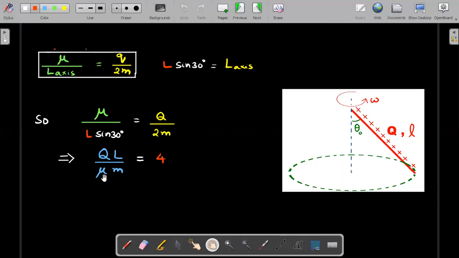So mu equals Q into L divided by 4m, if you rearrange, you end up getting 4 and not 2 because of the correction factor there. Okay, so you could see if I had known all the concepts before, the problem is just two steps. I had to explain all the concepts. That's why it took so long to reach the answer.